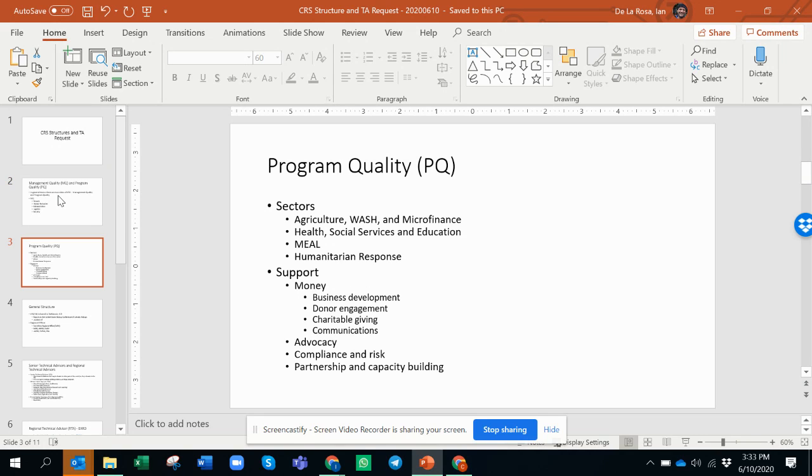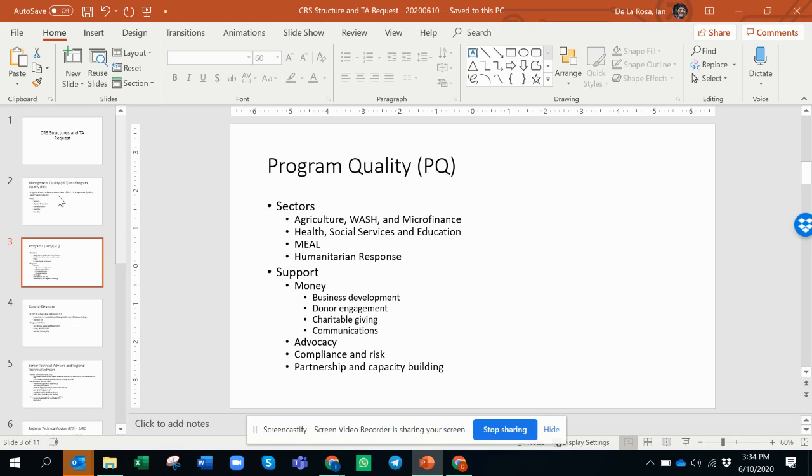On the other hand, program quality. What I have listed here is both for country program, but a lot of it has to do with regional and more specifically headquarters. We often put program quality in different buckets. There are more buckets than this, but one is agriculture, WASH, microfinance. The other one is health, social services, and education. Social services would cover things like orphans and vulnerable children. Then MEAL, of course, and humanitarian response.